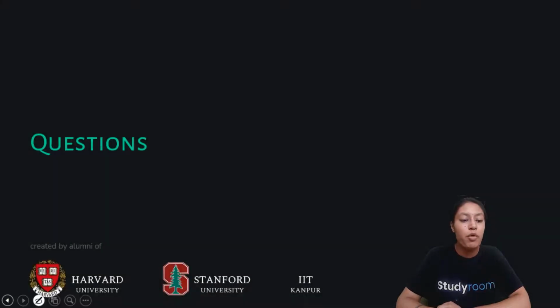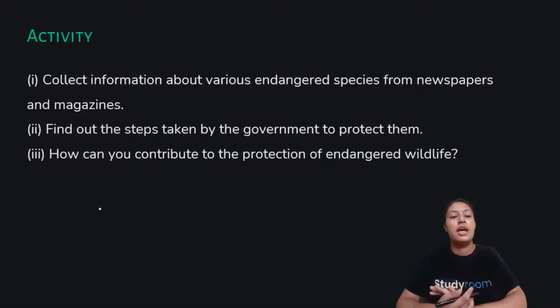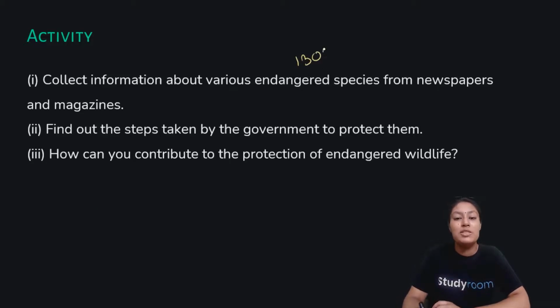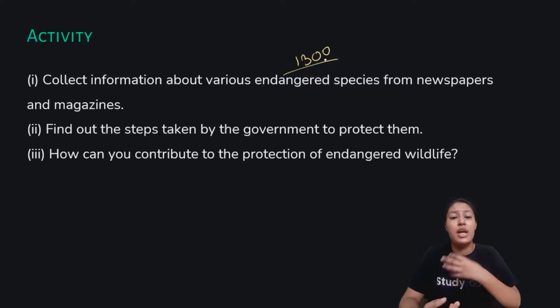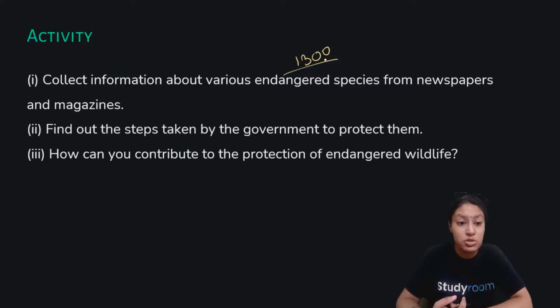Now, again, one important activity that we will be discussing here is: first, collect information about various endangered species from newspapers and magazines. So, the 1300 species which are endangered, you'll have to collect information regarding those species from newspapers and magazines, and study a little bit about them and which species are endangered. Next, find out the steps taken by the government to protect them. What steps have been taken by the government to protect them? All the projects that we have discovered, all the biospheres, national parks, bird sanctuaries. How can you contribute to the protection of endangered wildlife?